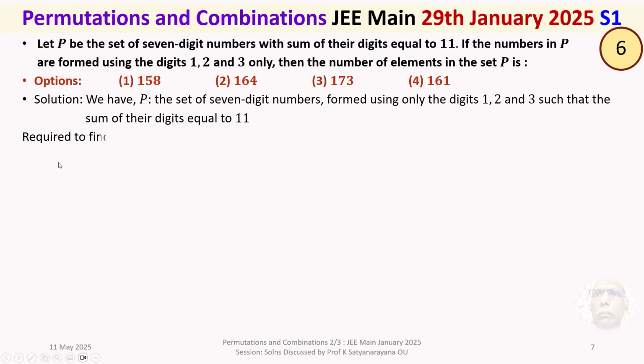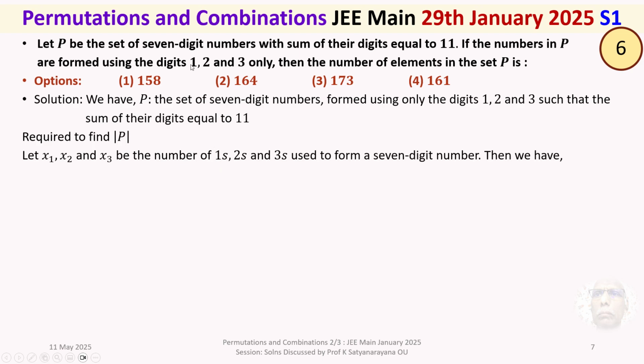Right. So we are required to find the order of P, the number of elements present in P. Let x1 be the number of ones, because we have to form the number with the digits 1, 2, 3. So the number of ones in the number is x1, x2 is the number of 2's, and x3 is the number of 3's used to form a 7-digit number. Then we have the following equations.